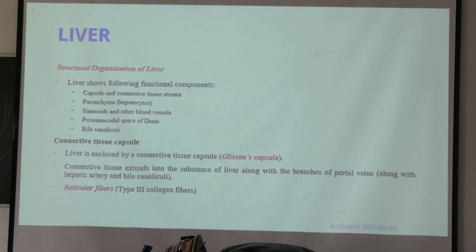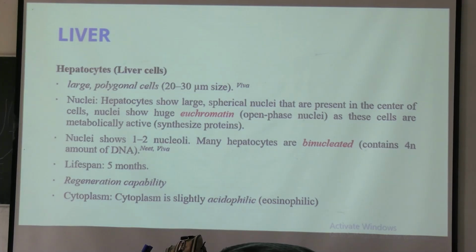Now, connective tissue extends into the substance of the liver along with branches of the portal vein and hepatic artery, and reticular fibers, type 3 collagen fibers. Now, hepatocytes. The liver cell is large and polygonal, 20 to 30 micrometers in size.